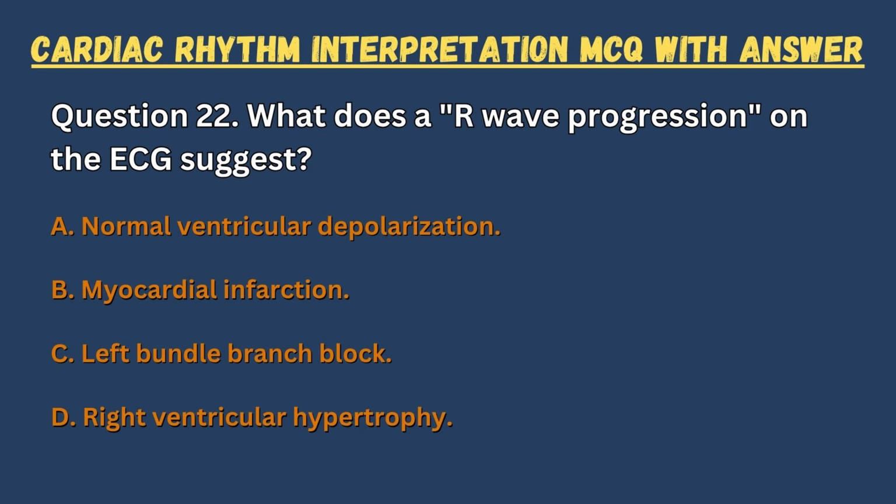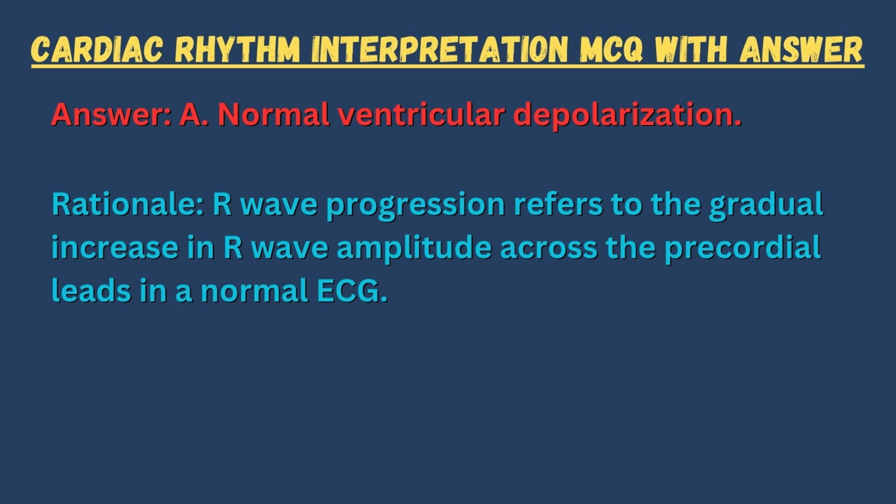Question 22. What does R wave progression on the ECG suggest? A. Normal ventricular depolarization. B. Myocardial infarction. C. Left bundle branch block. D. Right ventricular hypertrophy. Answer: A. Normal ventricular depolarization. Rationale: R wave progression refers to the gradual increase in R wave amplitude across the precordial leads in a normal ECG.